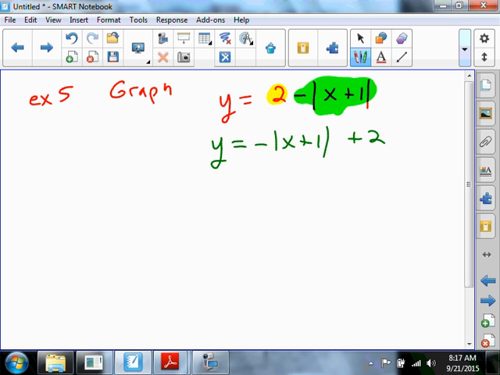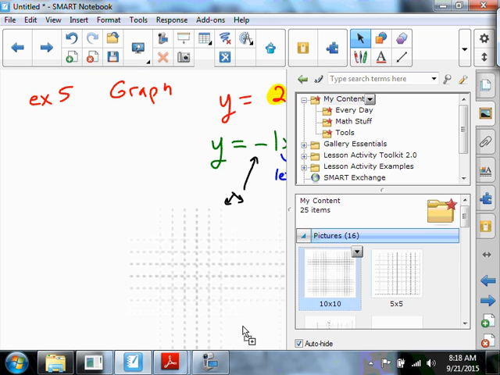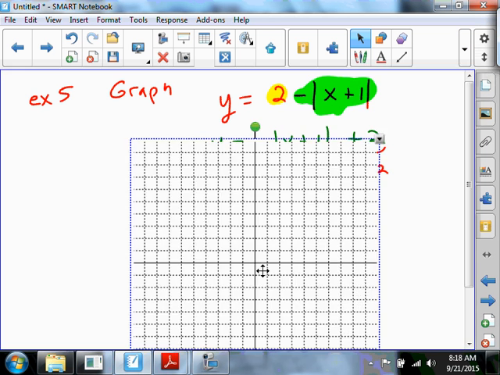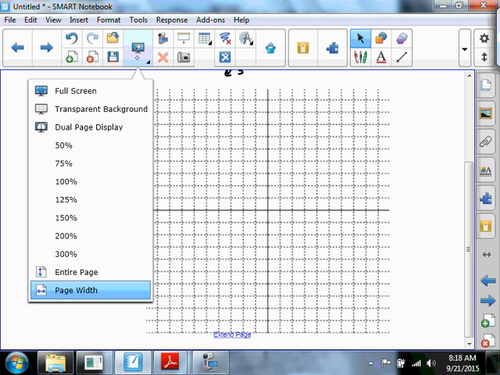Okay, so let's think about what each part tells us. This x plus 1 tells us that the graph is going to do what? Translate to the left 1 unit, so the graph's going to be left 1. The plus 2 tells us that the graph's going to do what? Translate up 2. And then finally, this negative here tells us that the graph is going to do what? It's going to be opening downward, okay? So when we go to graph something like this, we need to take all those things into account.